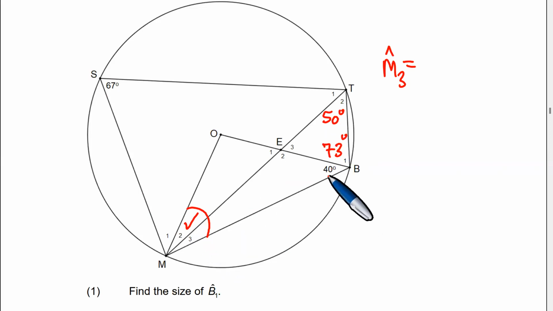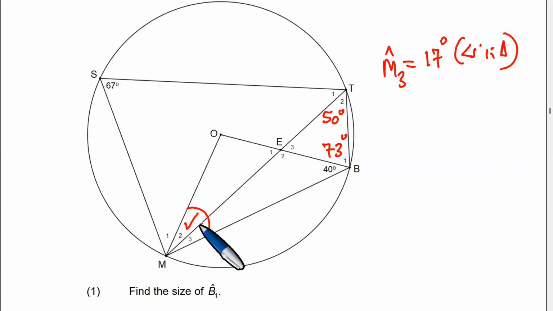So you have 50 and these two, they give what? They give 113, and this one is exactly 163. Right. So if it's 163, this one, M3, can only be 17 degrees, so that everything in this triangle is... these are angles in a triangle, right? So you know it's 17 because you added everything, and everything must add up to 180 degrees in the triangle TMB.